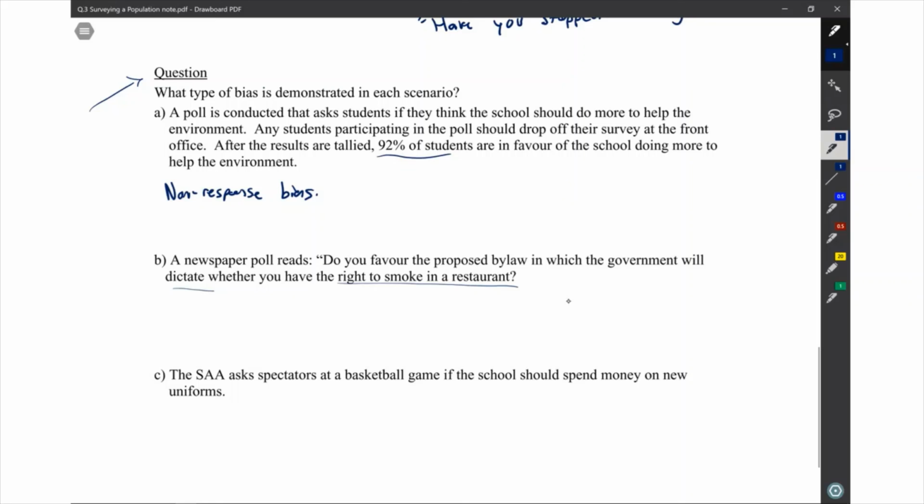If the question ended with, do you favor the new proposed bylaw, and the question ended there, then that takes the load out of the question. But the question doesn't end there. It includes some forceful wording here. Will dictate. That sounds quite aggressive. Whether you have the right, so they're taking away your rights to smoke in a restaurant. So this here is an example of a loaded question.